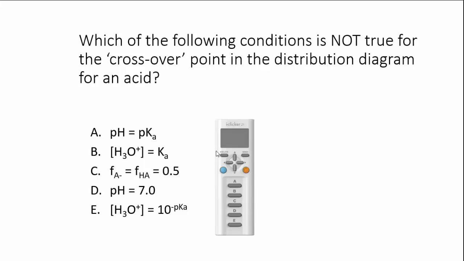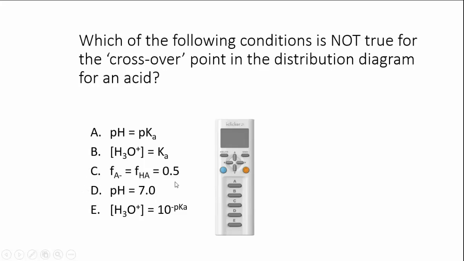Here's another question I'd like to use in class. Which of the following conditions is not true for that crossover point? pH is equal to pKa. Well, that's true. Since pH is equal to pKa, this implies that the hydronium ion concentration is equal to Ka. Okay? If those fractions are equal, they both have to be equal to 0.5. That's true. Let's skip down here. Hydronium ion concentration is 10 raised to the power negative pKa. That's also true. It's D that's not true.